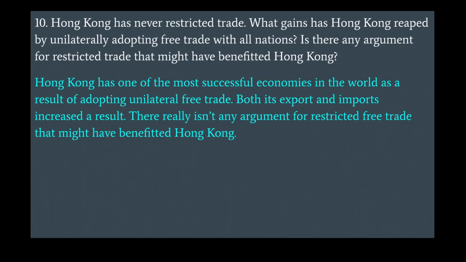Tenth, Hong Kong has never restricted trade. What gains has Hong Kong reaped by unilaterally adopting free trade with all nations? Are there any arguments for restricted trade that might have benefited Hong Kong? Hong Kong has one of the most successful economies in the world as a result of adopting unilateral free trade. Both its exports and imports increased as a result. There really isn't any argument for restricted trade that might have benefited Hong Kong.